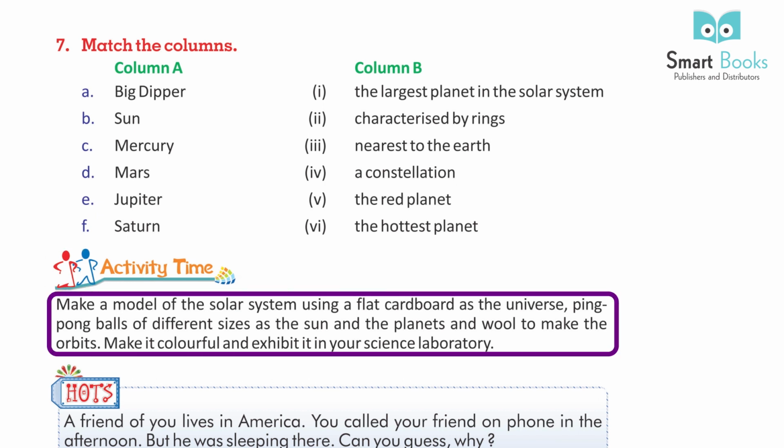Activity time. Make a model of the solar system using a flat cardboard as the universe, ping pong balls of different sizes as the sun and the planets, and wool to make the orbits. Make it colorful and exhibit it in your science laboratory.